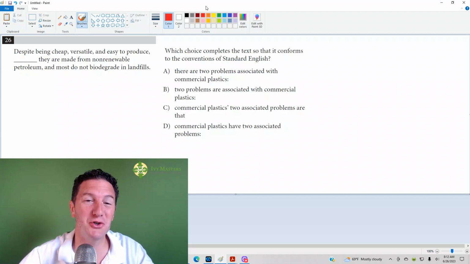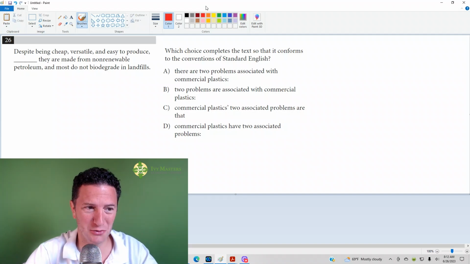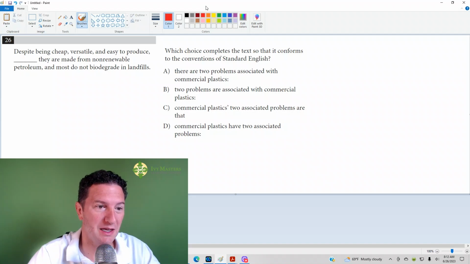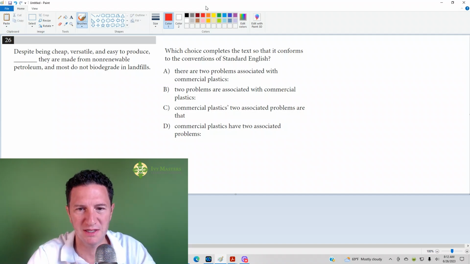And today we're going to look at the 26th question from the Linear Digital SAT. Test 1, Module 2, number 26 reads: Despite being cheap, versatile, and easy to produce, blank, they are made from non-renewable petroleum and most do not biodegrade in landfills. Which choice completes the text so that it conforms to the conventions of standard English?